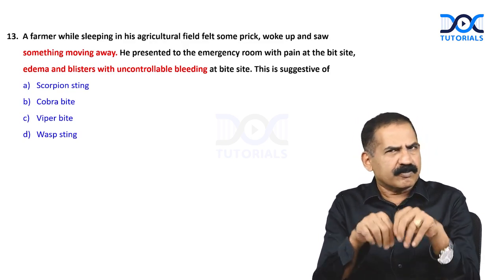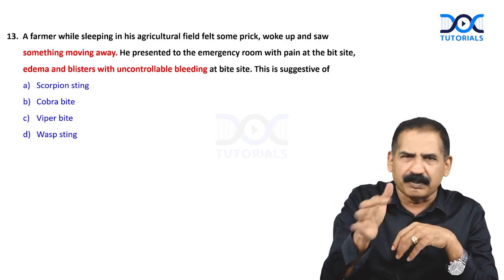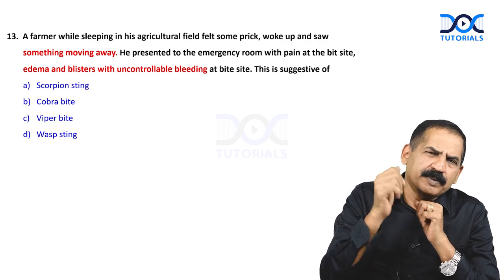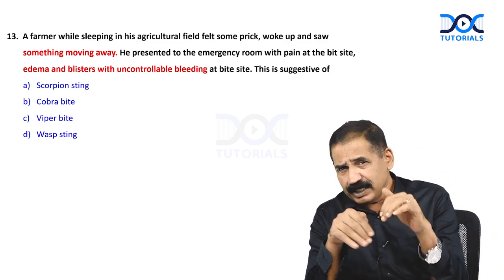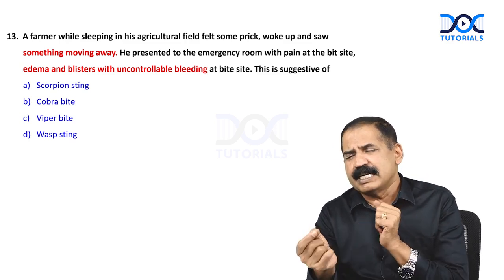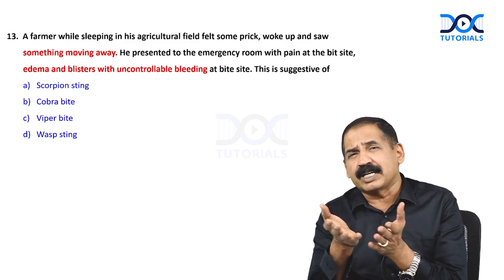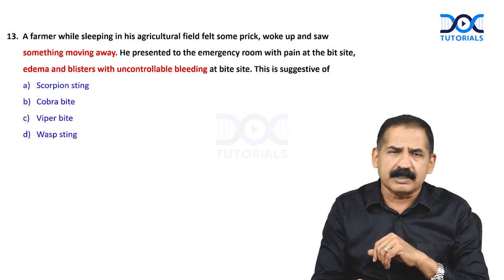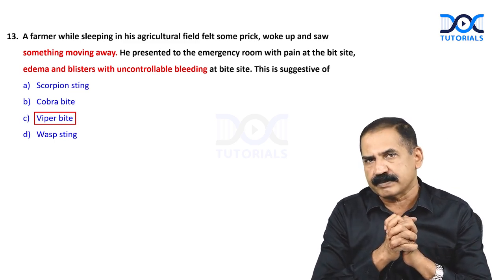Cobra bite, of course, you can rule out. Wasp sting, you can rule out. The problem is between scorpion and viper. But what I say is, even though scorpion venom is vasculotoxic, the injected dose is very small, and here there is edema and blisters and uncontrollable bleeding. So the best answer is viper bite. Viper bite is the best answer.